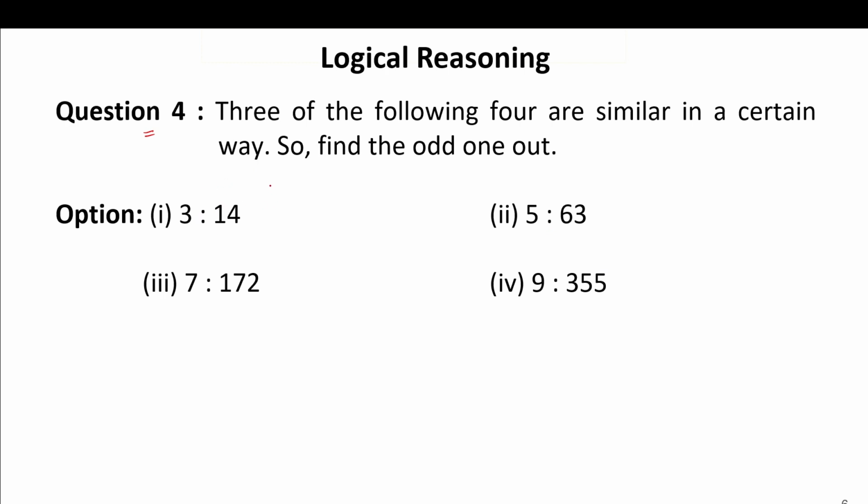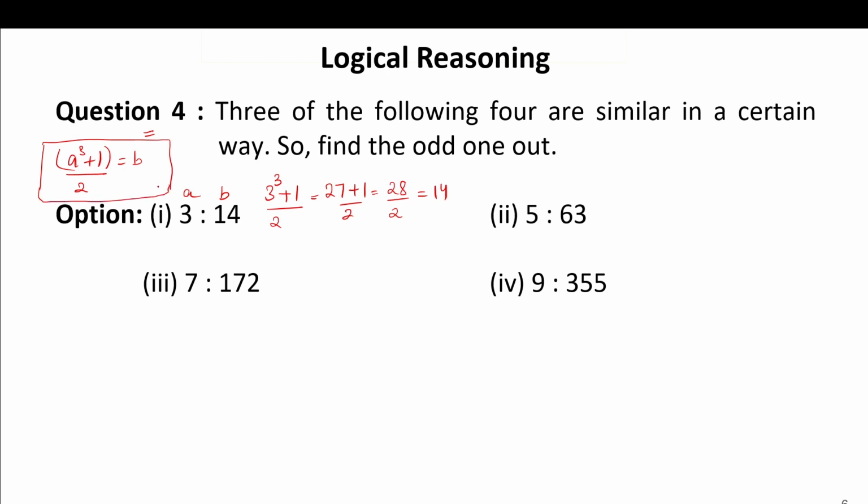Now if I look at option number 1, if I cube 3 and add 1 into it and I divide it by 2. So this will be 27 plus 1 divided by 2. So this will be 28 divided by 2. This will give me 14. So what is the logic? If this is A, this is B. The logic is that A cube plus 1 divided by 2 is giving me B. This is the logic.